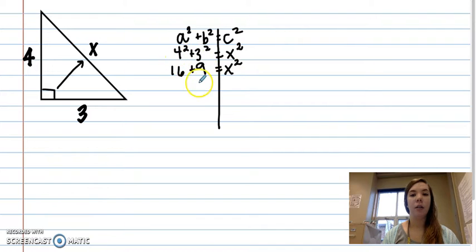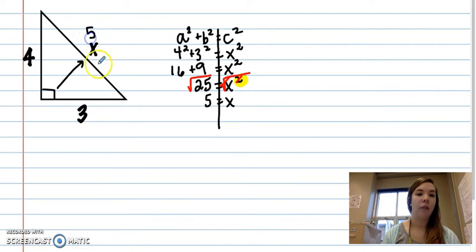Then 16 plus 9 is 25. And the last thing I need to do is get rid of this squared. To do that, I have to do the opposite and square root. And you do it to both sides. That's going to get rid of this square. So now on the right, we only have an x. Don't keep writing your exponent. The square root of 25 is 5. So 5 equals x. This missing side is 5.